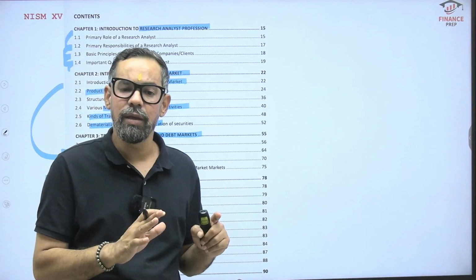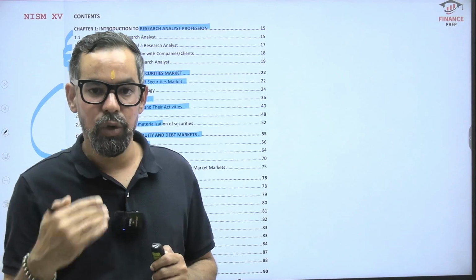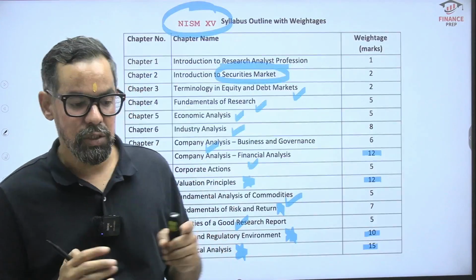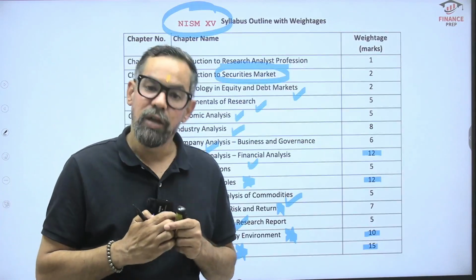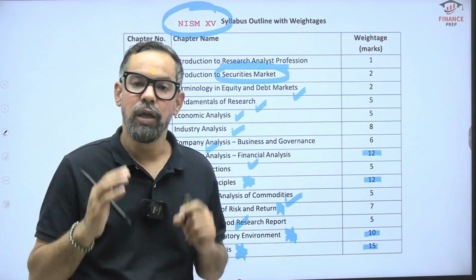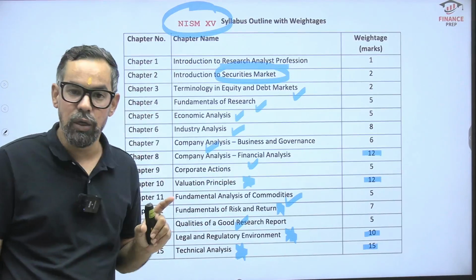Clearing the exam is not the goal. Building your understanding around these particular terminologies is very, very important, right? If you understand all these things fundamentally, believe me, down the line they are going to help you in your overall finance journey, right? So these are the 15 units.